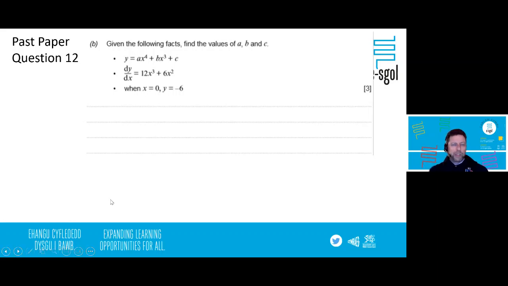Once you're working through this, I just say if a had been 5, you would have said 4 5s are 20x cubed. Well, it's not worth 5, it's worth a, so you say 4ax cubed. That's a little bit different. Seen a couple of those today. I'll leave you to work on that for a bit longer.